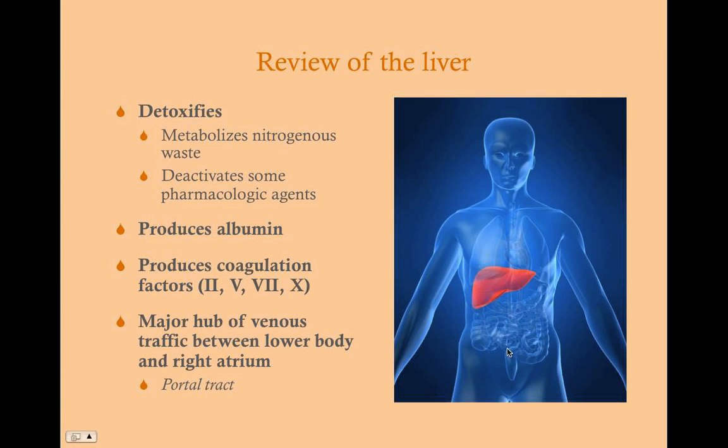So all venous blood is going to have to go through the liver to get back into the right atrium to go into the lungs. And we call this the portal tract. And this is going to be important when we talk about portal hypertension.